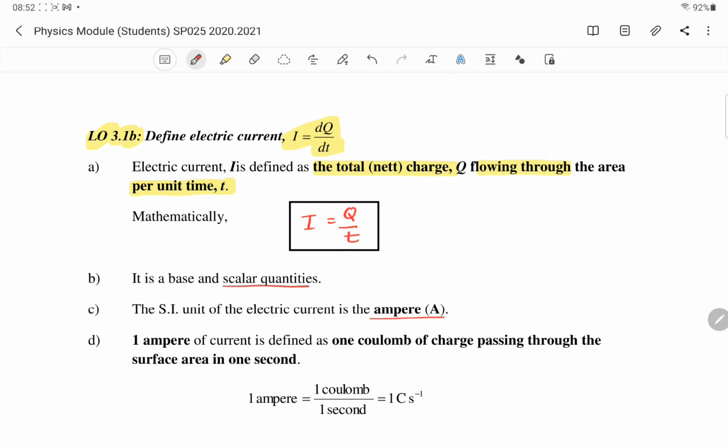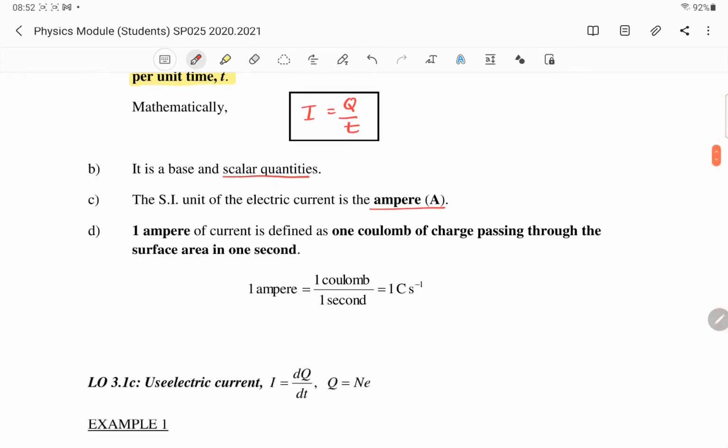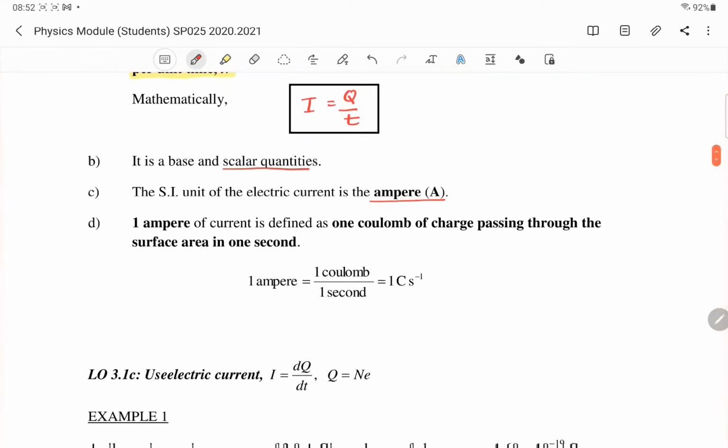The unit is ampere. So kalau soalan tanya what is defined by 1 ampere, 1 ampere is defined as the 1 coulomb of charge passing through the surface area in 1 second. Kalau soalan tanya what is meaning by 100 ampere, so 100 ampere is 100 coulomb of charge per 1 second.